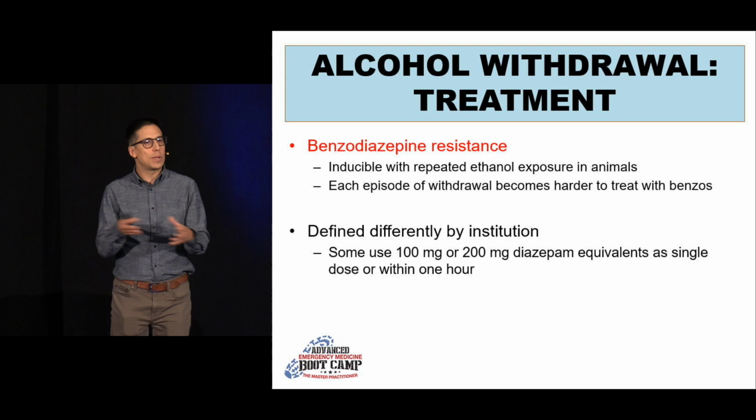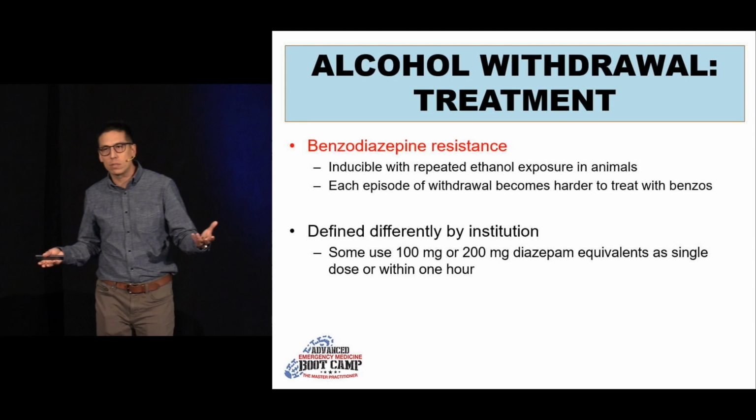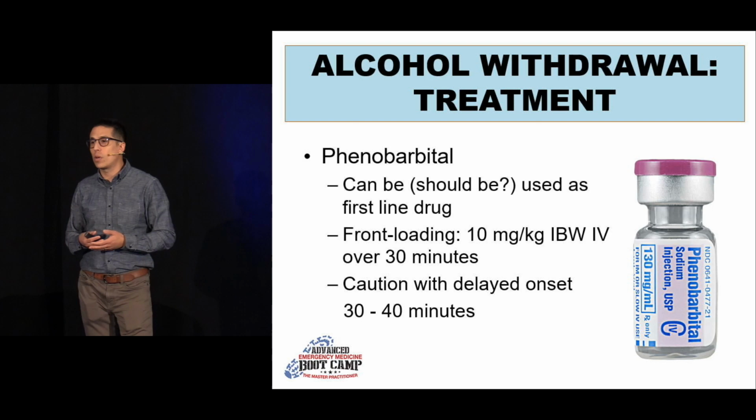So people define this clinically different ways in humans. So some places have said if you give 100 of diazepam in an hour and like really nothing happens, or 200 diazepam in an hour and nothing happens, that person is probably benzodiazepine resistant, and you've got to try some other tactic for treating their alcohol withdrawal. So that's a nice segue into phenobarbital, right?